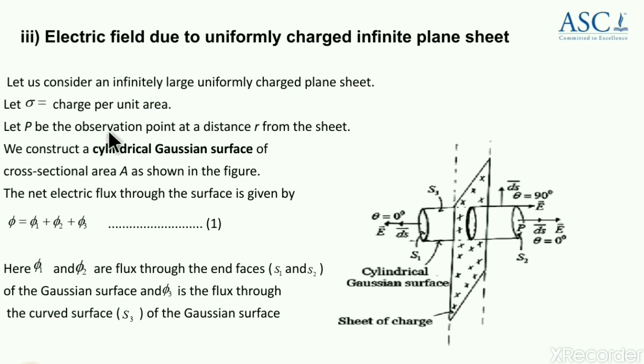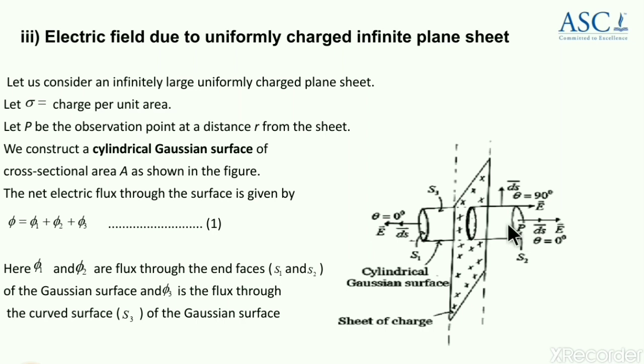Now we have to choose a point P, the observation point, at a distance r from the sheet where we want to calculate electric field due to this infinite plane sheet. Let this be the point P at a distance r from the plane sheet, and from that point we draw the Gaussian surface. Now this is one face of the cylinder, this is the other face, and this is the curved face. So, as you already learnt in the second derivation, there are 3 surfaces through which fluxes have to be found.